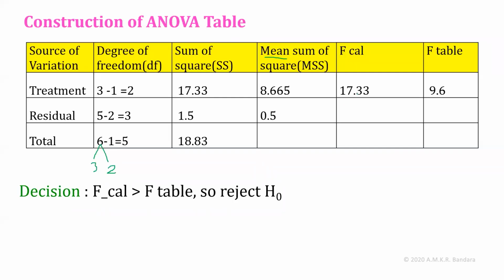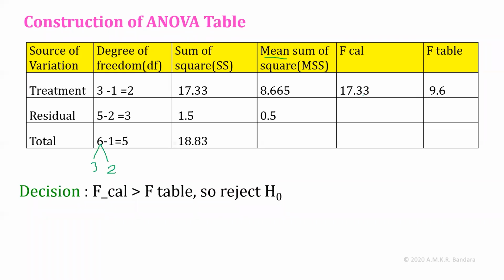So in order to find the calculated value, you have to divide the mean sums of square treatment by the mean sums of square residual. So the mean sums of square treatment is 8.665 and the mean sums of square residual is 0.5. So this divided by this will result in 17.33.